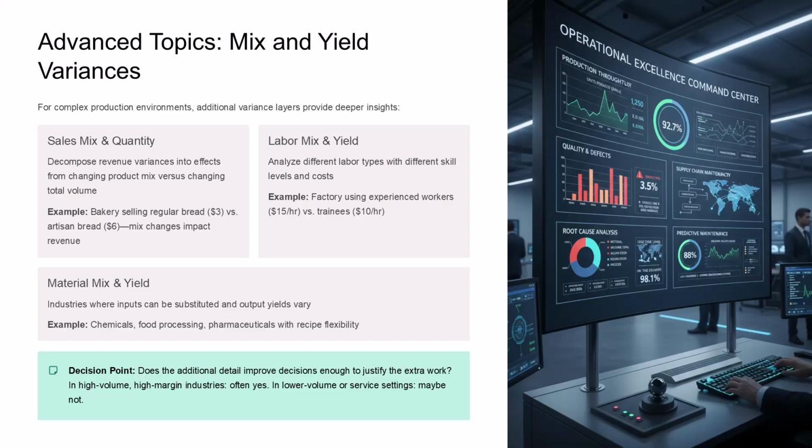The principles we've covered today, planning budgets versus flexible budgets, price versus quantity variances, rate versus efficiency variances, those principles scale and adapt to any level of complexity. The foundation we've built here is what matters. Everything else is an extension. Now let's talk about how variance analysis fits into the broader management control system.